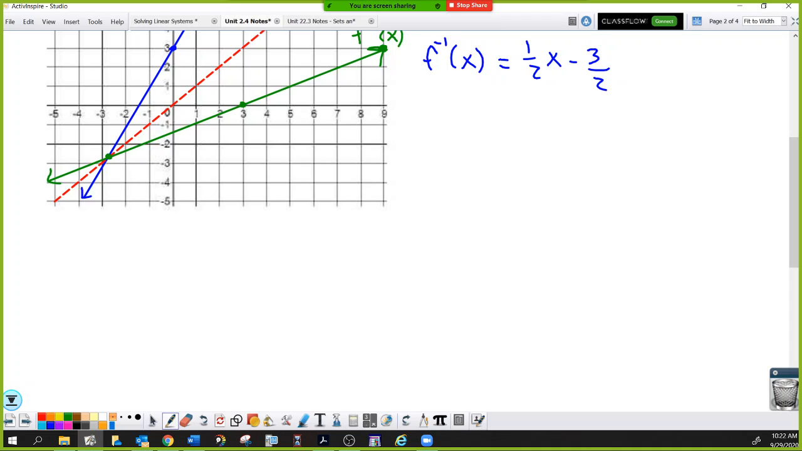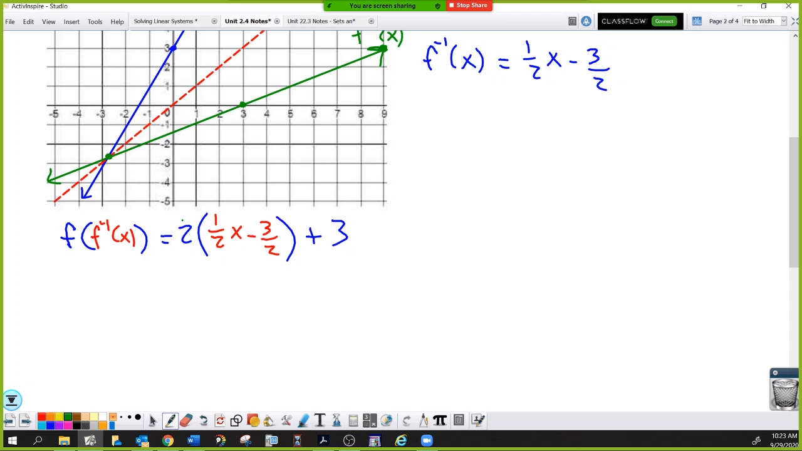And I don't remember which one it said to do first. So first I'm going to do f of f inverse of x. We'll do that one first. I'm going to plug f inverse, which I just found, into my f of x. So 2 times some stuff plus 3. And that stuff is f inverse: 1/2 x minus 3/2.